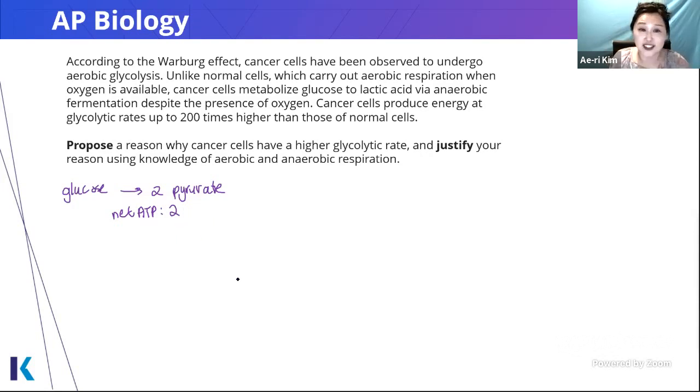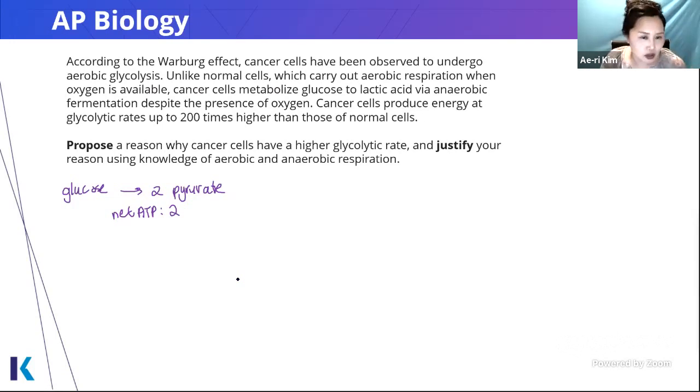Yeah. So it is faster. It doesn't require oxygen for it to happen. It happens in the cytoplasm of your cells. And this is what cancer cells prefer to use, even though they are in the presence of oxygen. This is what they call aerobic glycolysis. It only really happens in cancer cells.